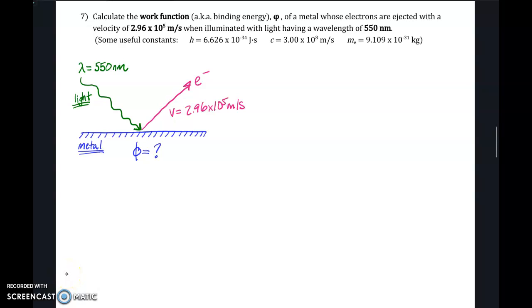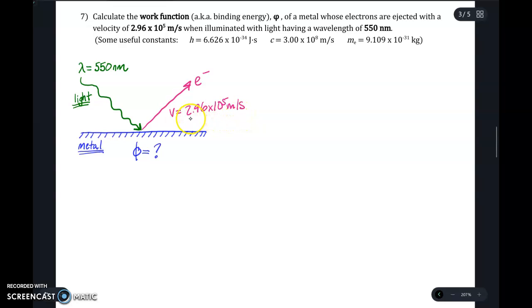So when the problem asks to calculate the work function or binding energy, that is the value that you see in blue, and you notice the little question mark that I have down here. When it says that this metal has electrons being ejected with a velocity of 2.96 times 10 to the 5th meters per second, that's the part that we see in pink. So the electron is ejected and it has this velocity.